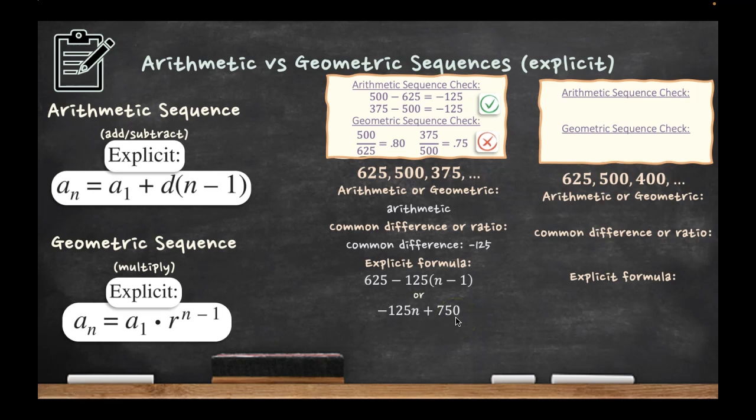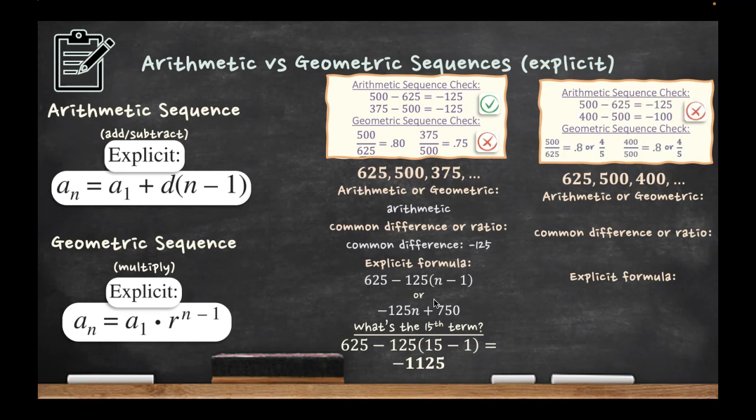Now, if I want to find the 15th term, I just plug 15 in. But remember, if they ask you for the 15th term, you don't need to find the second equation. You can just use the explicit formula and type 15 right on in. All right. I just want to show you this just so you're aware that both of these are equivalent.